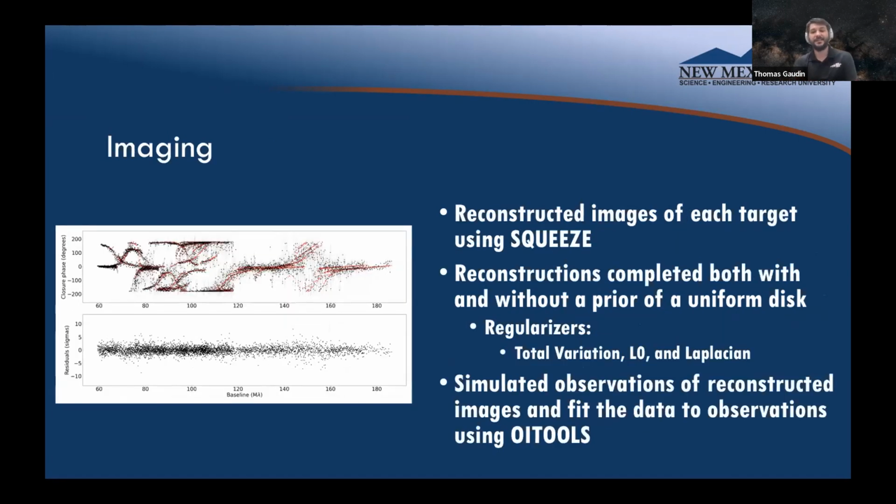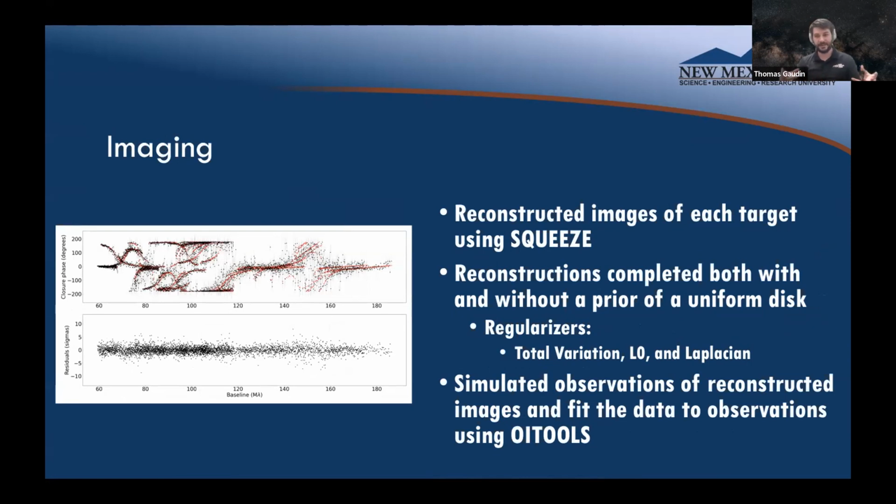On the imaging side of things, our image reconstruction was performed using SQUEEZE. Reconstruction was completed both with and without a prior of a uniform disk. We chose both of these algorithms and compared the results in order to make sure that there weren't any artifacts present in our image reconstruction, with the prior or with no prior. We also averaged 10 chains of this reconstruction process in order to smooth out variations that were created through this process.